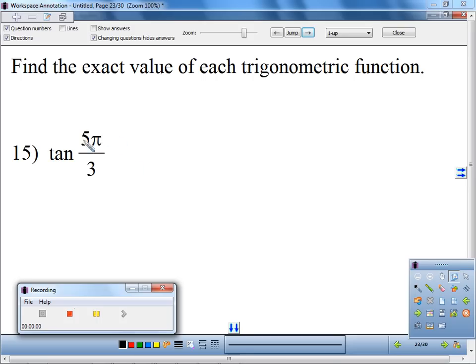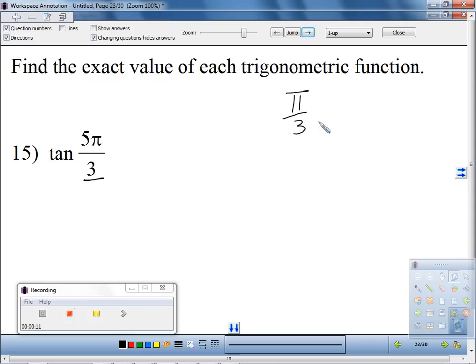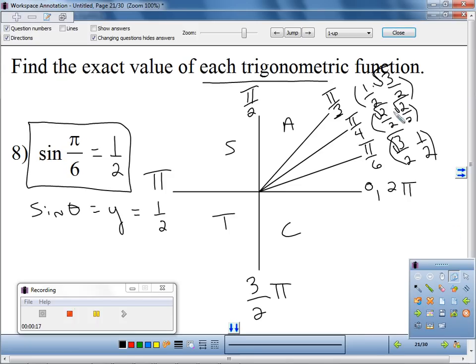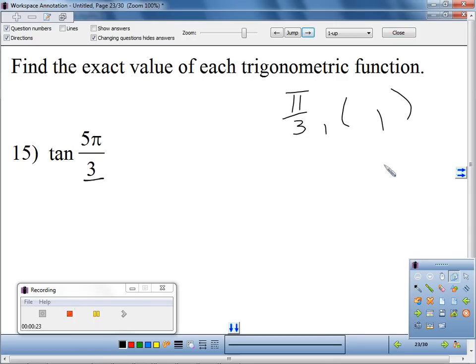Part of the video we're going to take up with tangent of 5 pi over 3. First thing I want to do is figure out, we know our denominator is 3. So let's go look at our reference angle of 5 pi over 3 and see what the ordered pair is that goes with that. So we go back to where we did that. We know we end up with 1/2 and the square root of 3 over 2 for our reference angle.